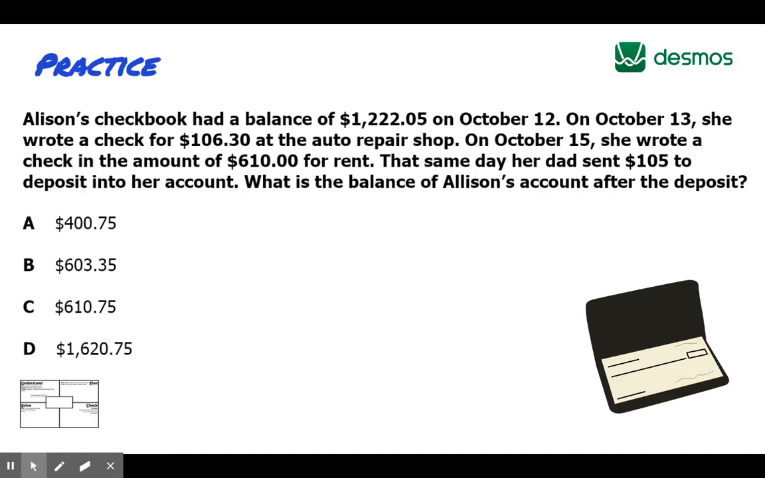So I want you to go ahead and annotate and work this out on your own, on your Classkick, and then you're going to come back and select the correct answer.